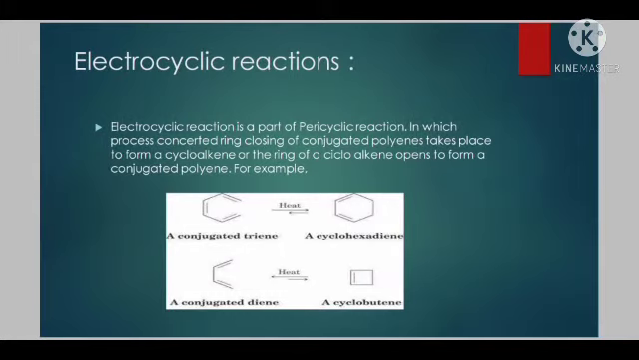So first of all, we should know what an electrocyclic reaction is. An electrocyclic reaction is a class of pericyclic reactions where concerted ring closing of conjugated polyenes takes place to form a cycloalkene, or the ring of a cycloalkene opens to form a conjugated polyene. Here are some reactions of ring closing and ring opening. The first reaction is from hexatriene to cyclohexene, and the second one is butadiene to cyclobutene.